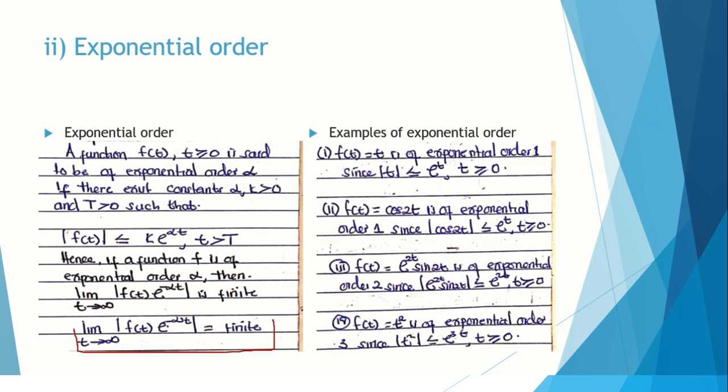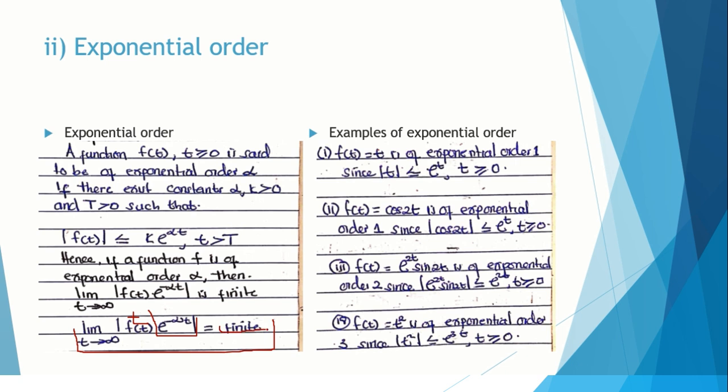So if t tends to infinity, the function f of t, which is our t, will not grow faster than the exponential order. The exponential order is this. It's not going to grow faster than that. So if it does not grow faster than this, it's going to tend to a finite value.